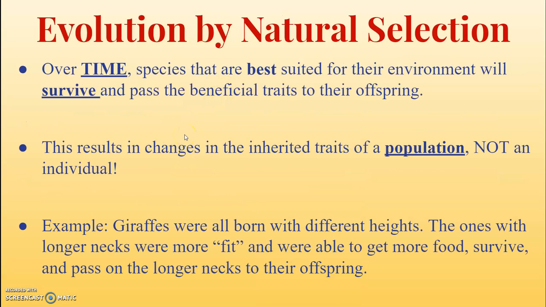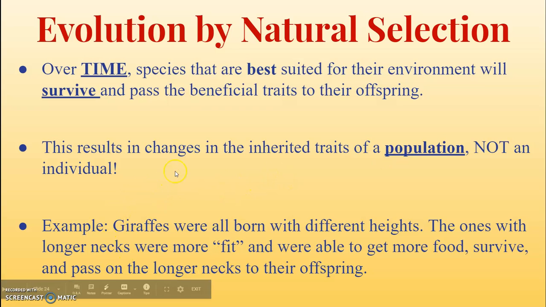So evolution by natural selection states that over time, species that are best suited for their environment will survive and pass those beneficial traits to their offspring. And so once again, if there's a mutation that makes them more advantageous, then they're going to be more likely to pass that on to their offspring, and their offspring will have more ability to survive. This results in changes in inherited traits of a population, not an individual. So we're not talking about one individual changing.